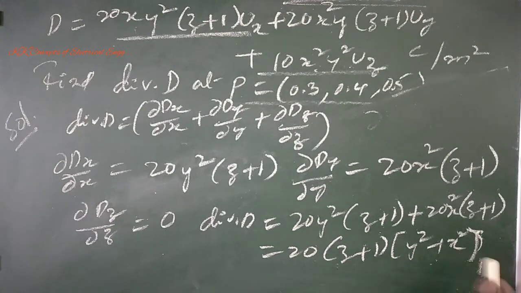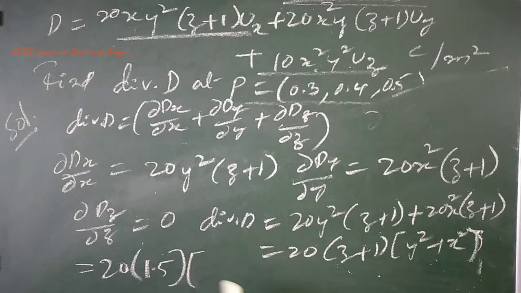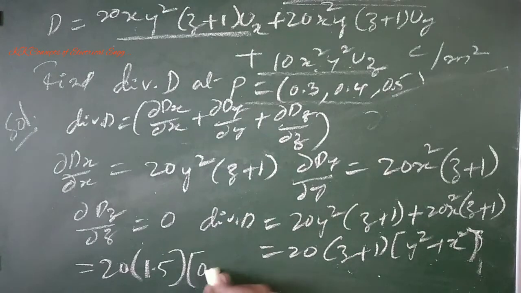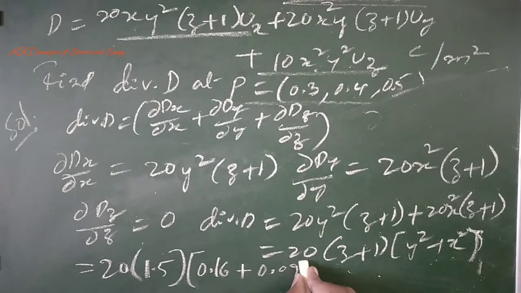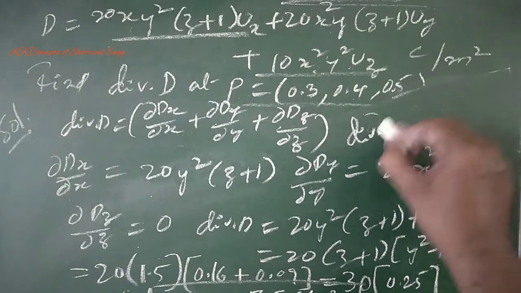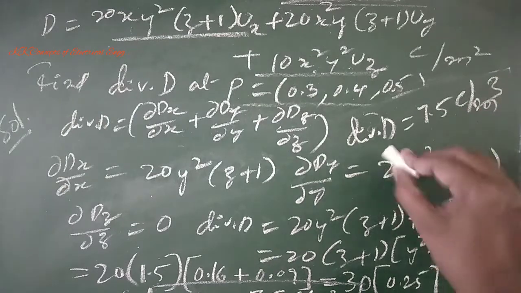Substitute the values of x, y and z. Then 20 z is 0.5, plus 1 is 1.5. Then y is 0.4, that is 0.16, plus x is 0.3, that is 0.09, multiplied by 0.16 plus 0.09 is 0.25. Divergence of D equals 7.5 coulombs per meter cube.